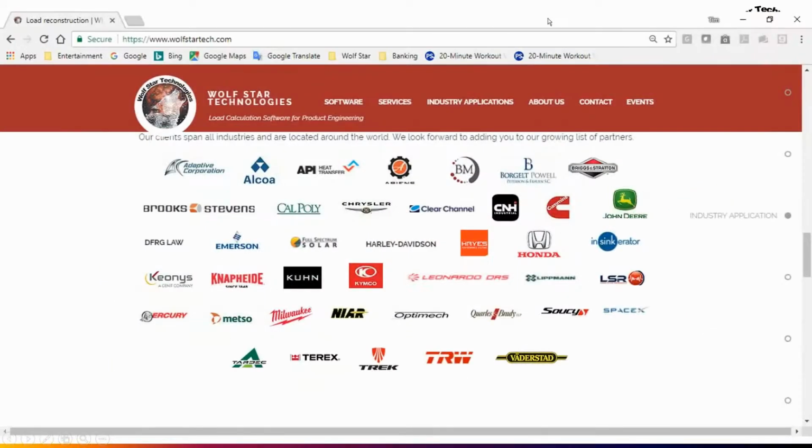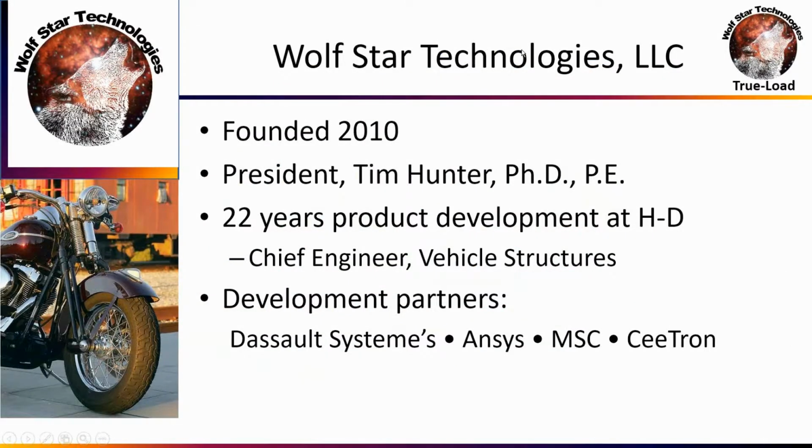So a little bit about Wolfstar Technologies. It was founded back in 2010 by me, Tim Hunter. I'm the president and founder. Prior to founding Wolfstar Technologies, I was 22 years at Harley-Davidson, where I was chief engineer of vehicle structures. I've been involved with every aspect of product development. We fully understand what it takes to develop product. We understand the struggles that you go through.